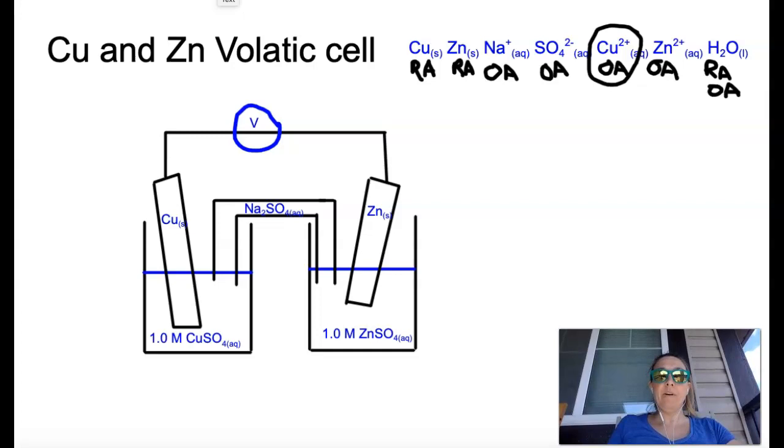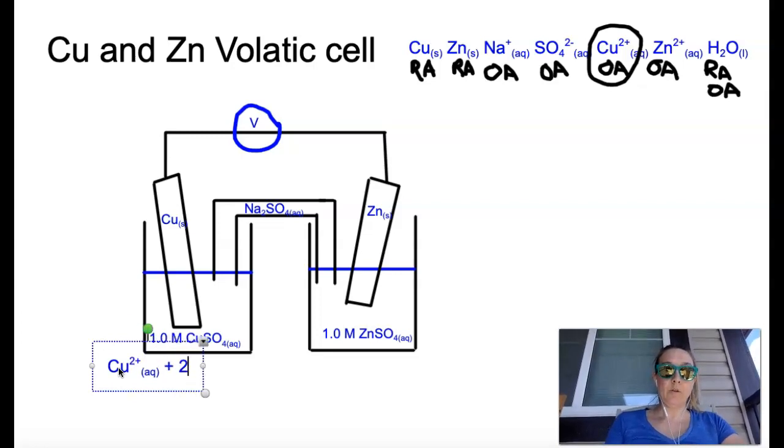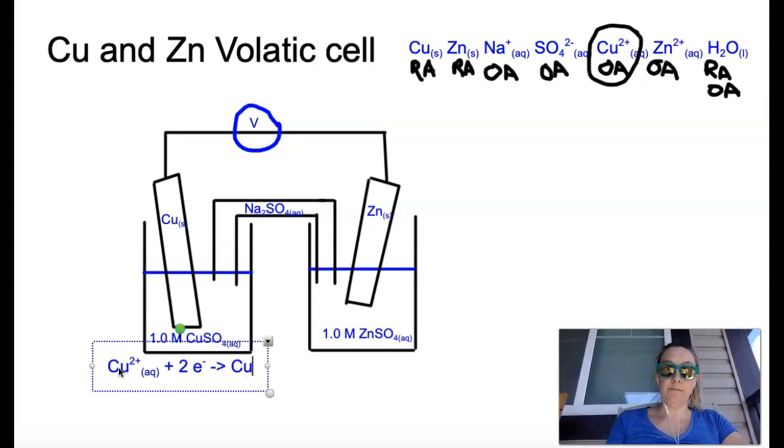Okay, so now that we have identified that Cu2+ is our SOA, we know what one of the half reactions is going to be, right? We know that whatever the SOA is, that's going to be my reduction half reaction. So because the copper ion is present in this beaker over here, we're going to write that half reaction underneath this beaker. So it was Cu2+ aq plus 2 electrons to give us Cu solid.